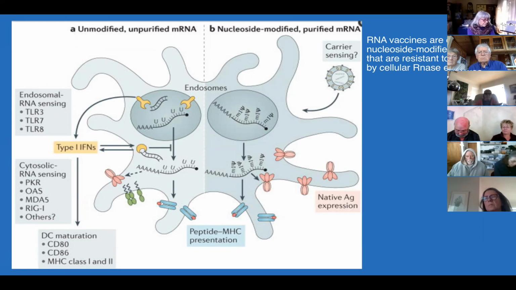Okay. But to answer the other part of your question, to the best of my knowledge, it takes several hours for the RNA to be loaded onto the ribosomes and be translated and to make enough antigen, produced at sufficient amounts, that you're going to get a B cell and a T cell response.